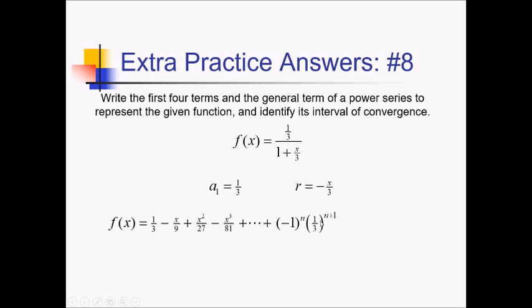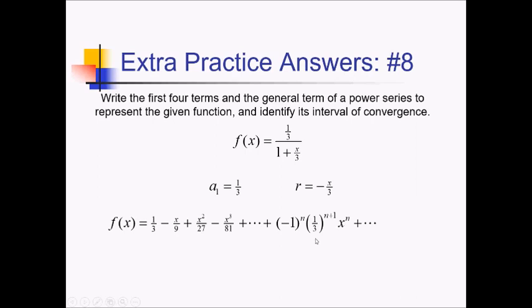Because again, my initial n value I said was 0, so that means I need 0 plus 1 to get that first term. And I'm also multiplying by x each time, but I don't have an x in my first term. So I want to write x to the n so that I'm doing x to the 0 for that first term. And then let's just test a few of them out.